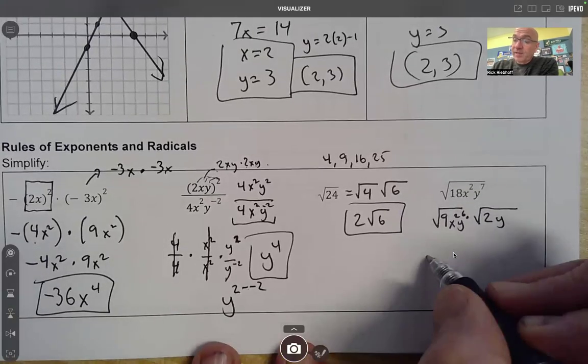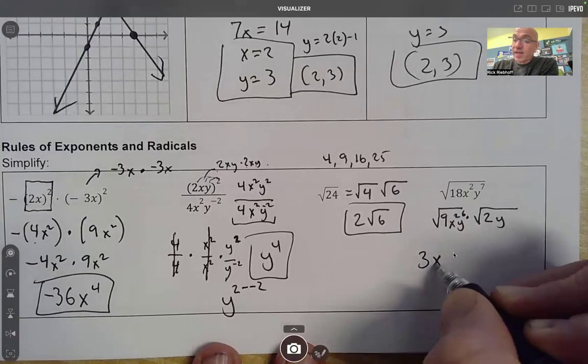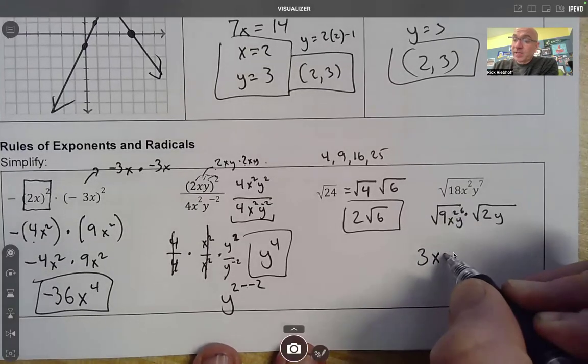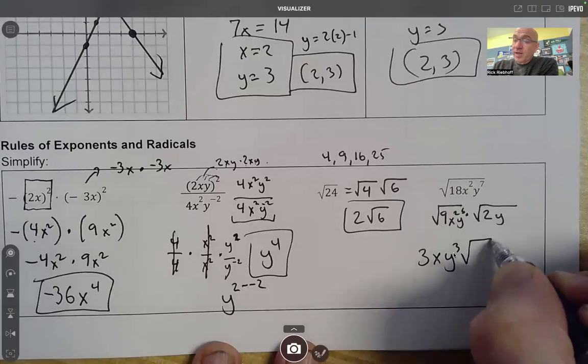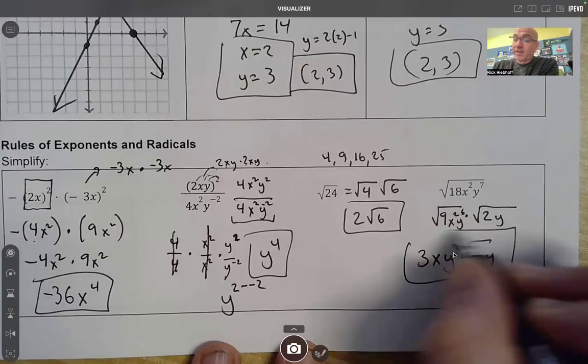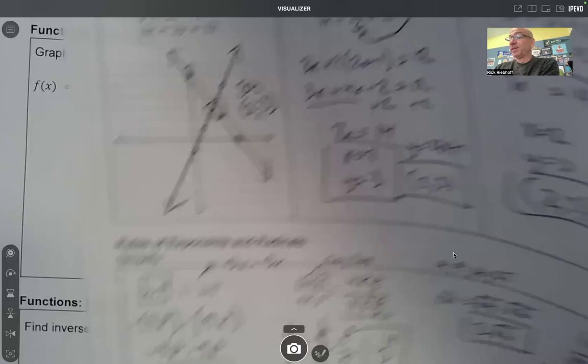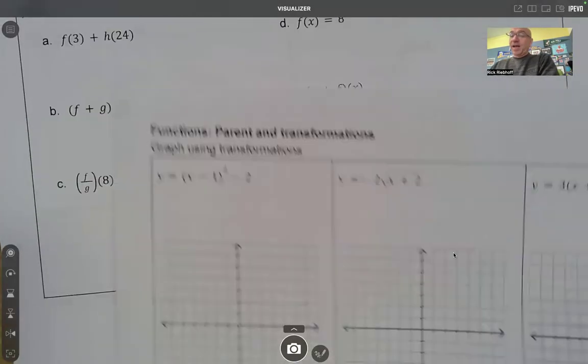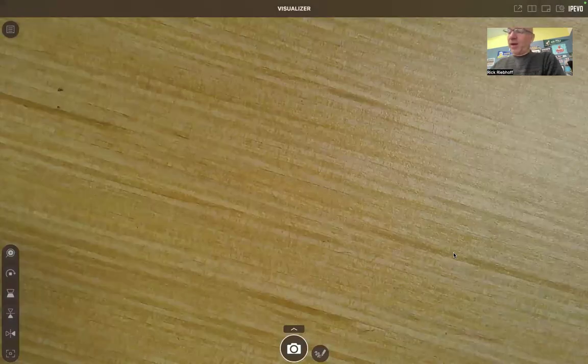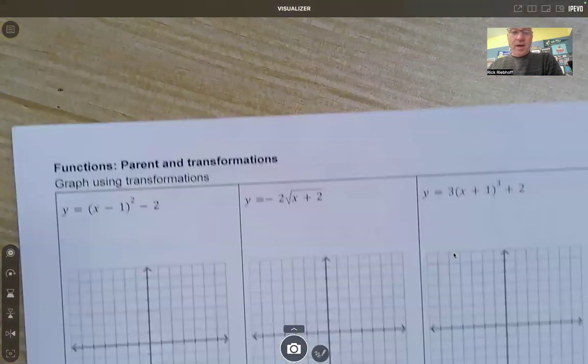All right, square root of 9 is 3. Square root of x squared is just x. Square root of y to the 6th is y to the 3rd. And then we're left with a 2y at the end. Beautiful? Definitely beautiful. Just absolutely gorgeous. All right, we're halfway through this. That's good. Here we go.